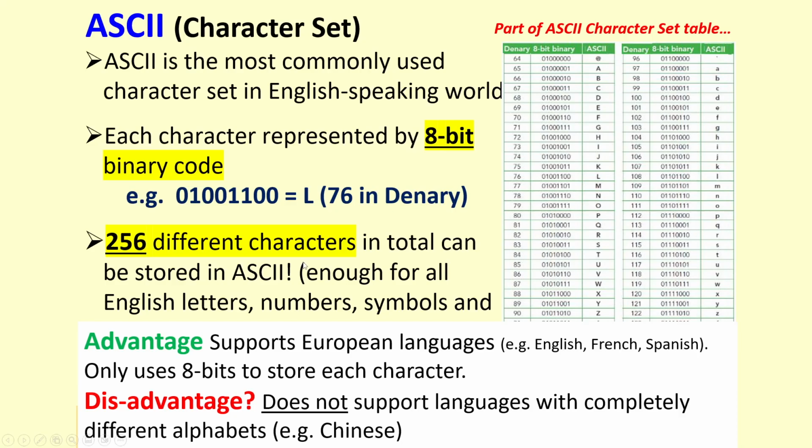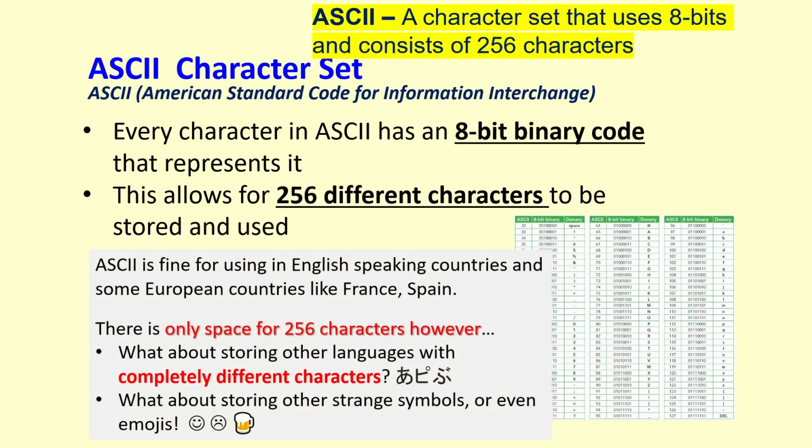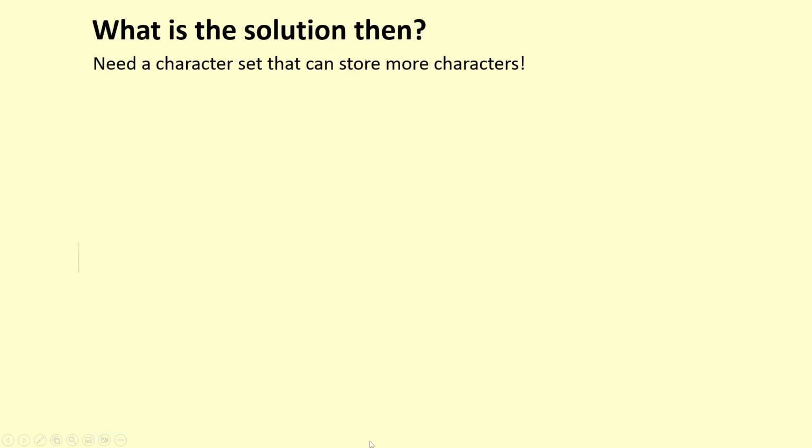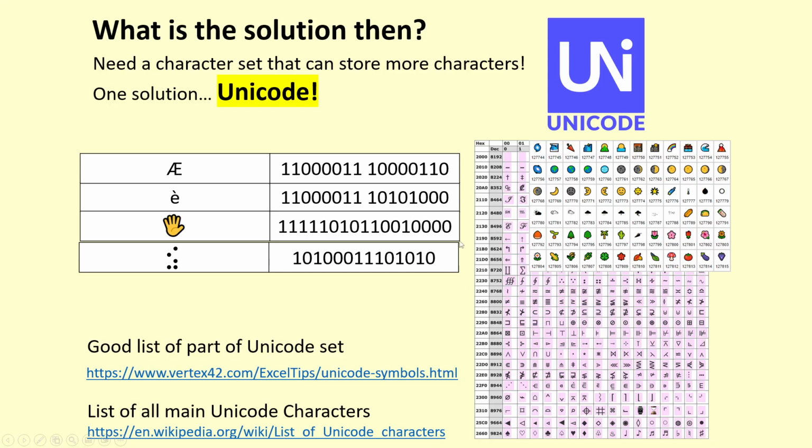The other character set we learnt about. Let's just go through that. So ASCII is fine for English-speaking countries and some European countries like French and Spain. However, there's only space for 256 characters. What about storing languages with completely different characters? Or even emojis, for example? Well, what is the solution? We need a character set that can store more characters, and that character set is called Unicode. That is one solution. In Unicode, there is a lot more space for storing many different characters, even emojis and things such as Braille characters.